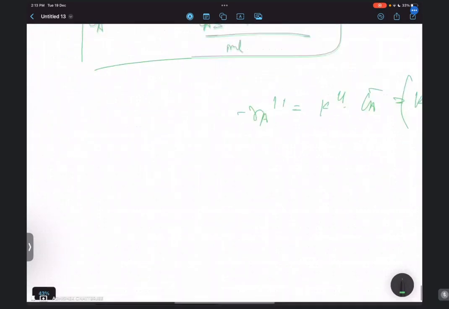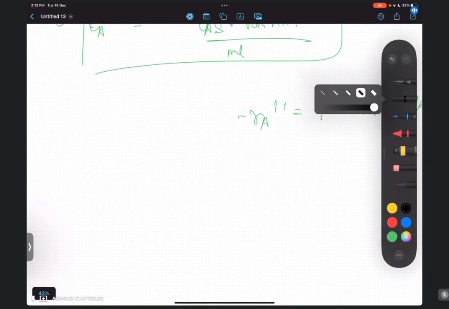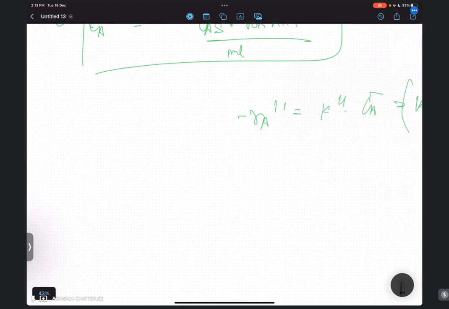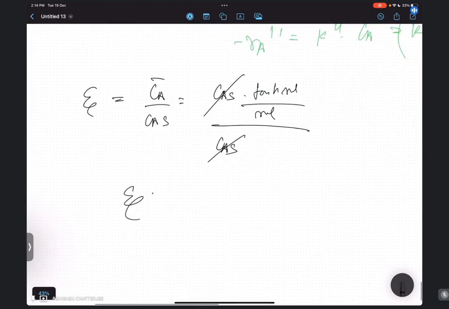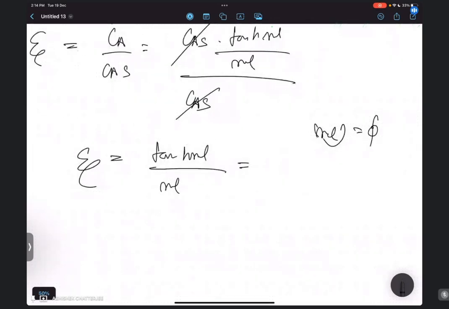Now simply your effectiveness factor. So your effectiveness factor was equal to this CA bar by CAS. So this will be equal to, what is your CA bar? It has come out to be CAS into tanh(ml)/ml, divided by CAS. So CAS will cancel out, and from here you write your effectiveness factor to be equal to tanh(ml)/ml. Now ml is equal to your phi. So from here you write it as tanh(phi)/phi.